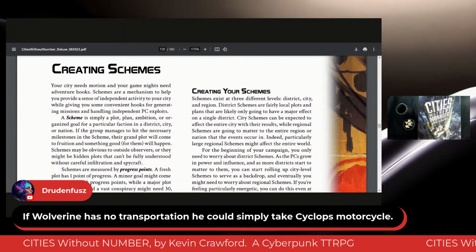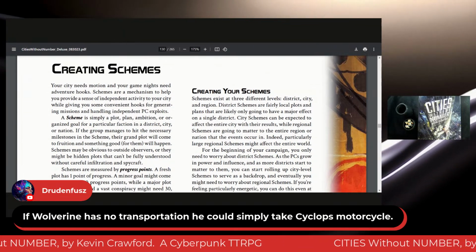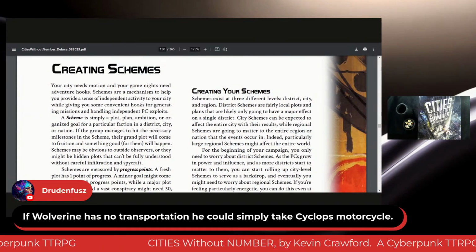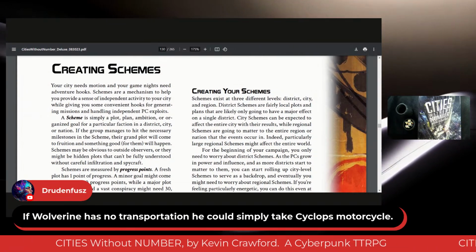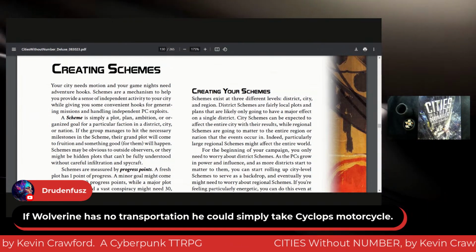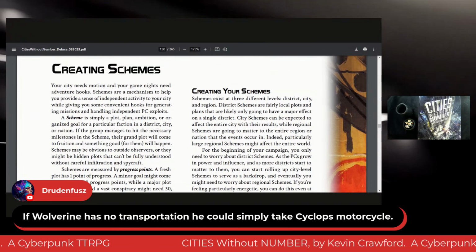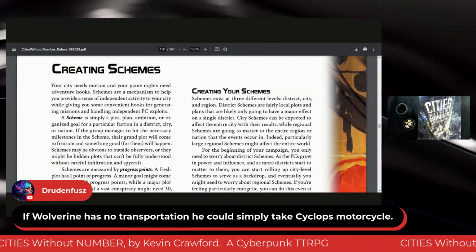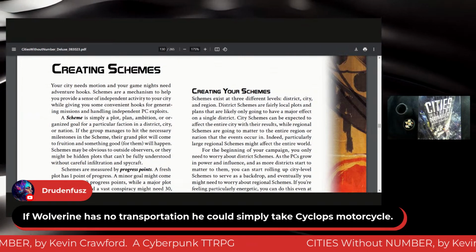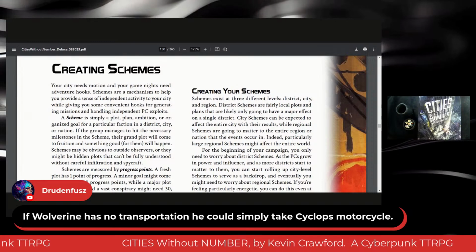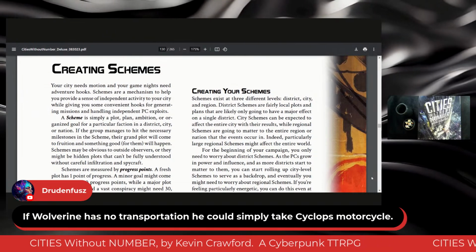It's described simply as a plot, plan, ambition, or organized goal for a particular faction in a district, city, or nation. If the group manages to hit the necessary milestones in the scheme, their grand plot will come to fruition and something good for them will happen. Schemes may be obvious to outside observers, or they might be hidden plots that can't be fully understood without careful infiltration and spycraft. It's the thing that changes the world.